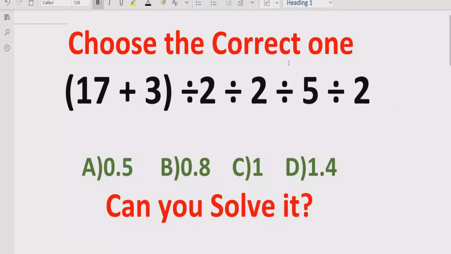Today we will solve another quiz which is related to arithmetic expression. The quiz contains the basic operations, plus and division. So we have to solve this quiz using the PEMDAS and BODMAS method and find out the correct answer. In the answer list we have four answers. A is -5, B is -8, C is 1 and D is 1.4. So let's see after solving it which answer is correct.